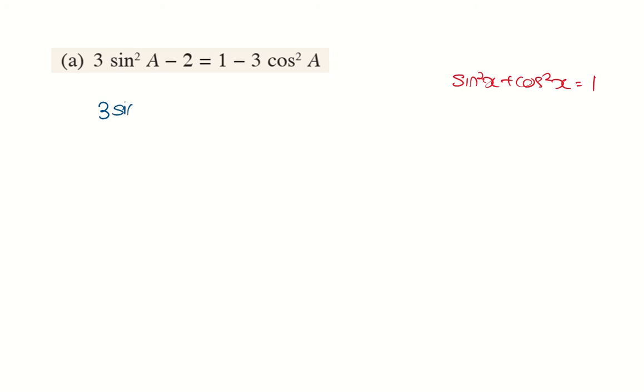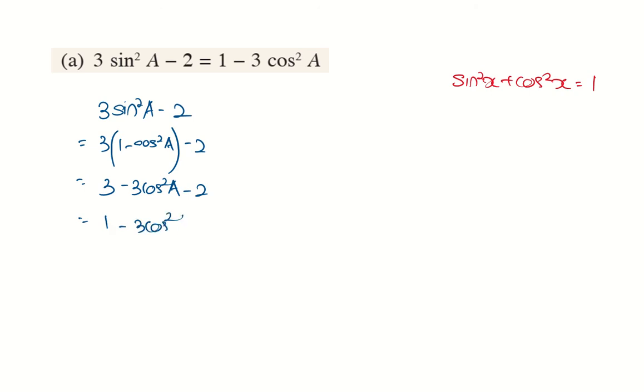3 sine square a minus 2 equals to 3. Change it to 1 minus cos square a, then minus 2. You will get 3 minus 3 cos square a minus 2. That will be 1 minus 3 cos square a. Proven.